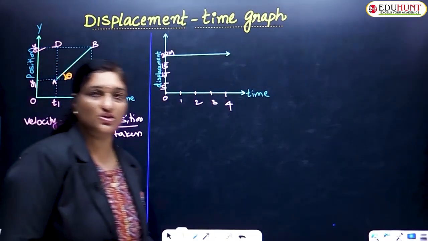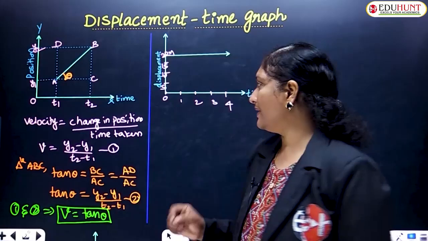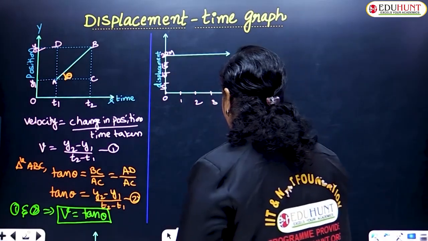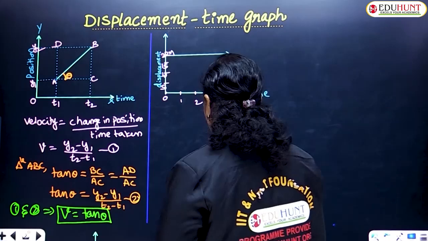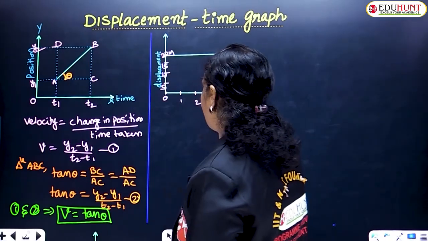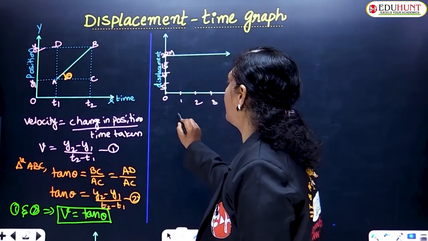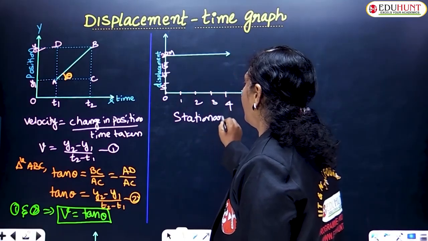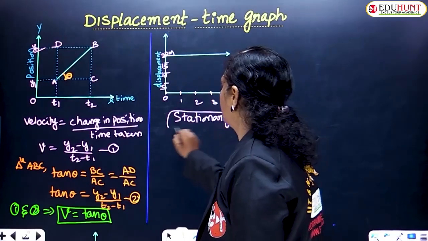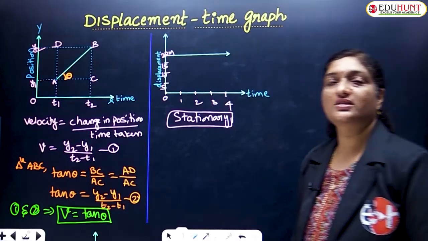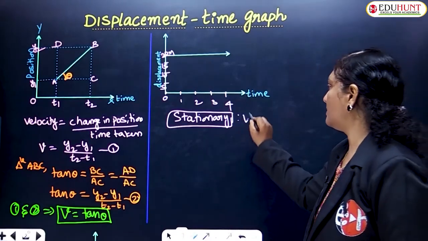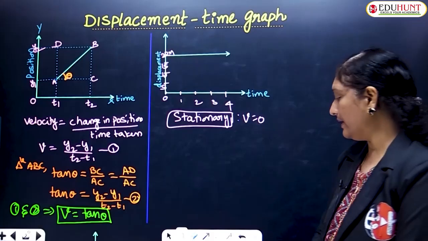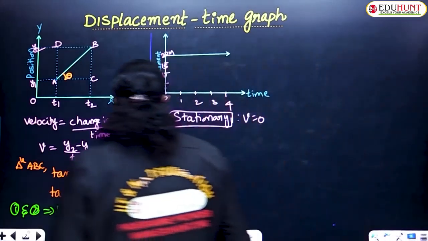Hence velocity is 0. So it's very clear that whenever the displacement time graph is parallel to the x-axis, the body is said to be stationary. Is that clear, children? For stationary bodies, the velocity of the particle is 0. Clear? Well, moving to the next one.